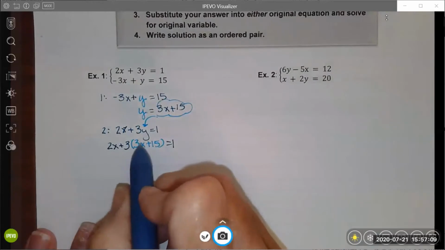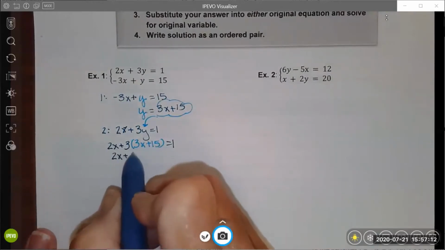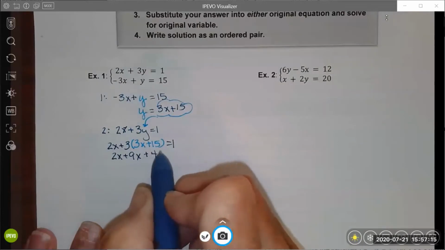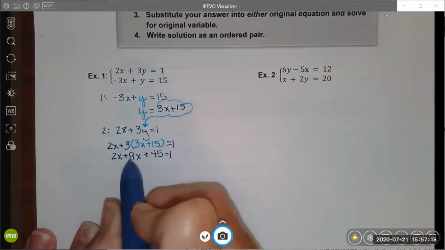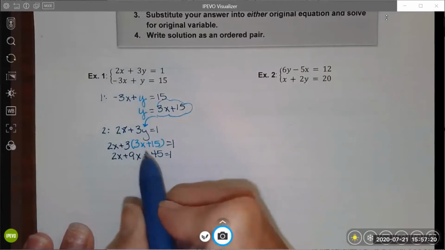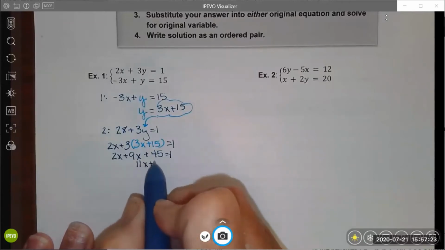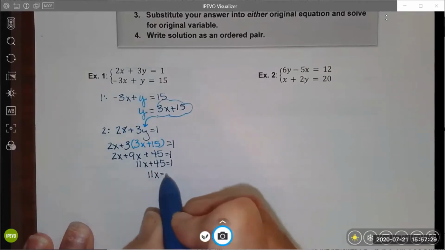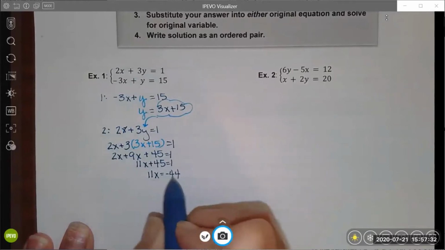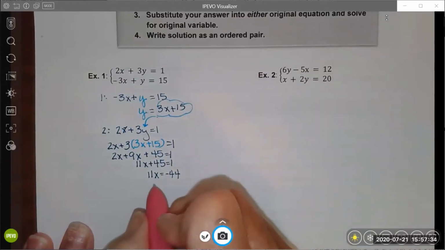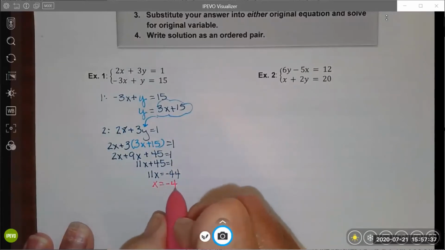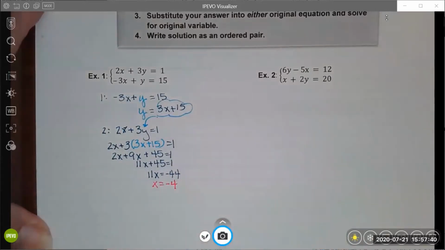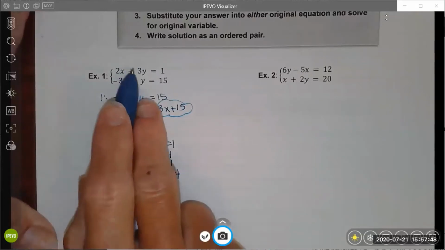First, I'm going to distribute. I end up with 2x plus 9x plus 45 equals 1. Combine like terms, and I would get 11x. Subtract 45 from both sides. And then if I divide by 11, I end up with a new value for x equals -4. And I made that a different color so we can see when it's substituted. Okay, step number 3 says substitute your answer, x equals -4, into either of my original equations.